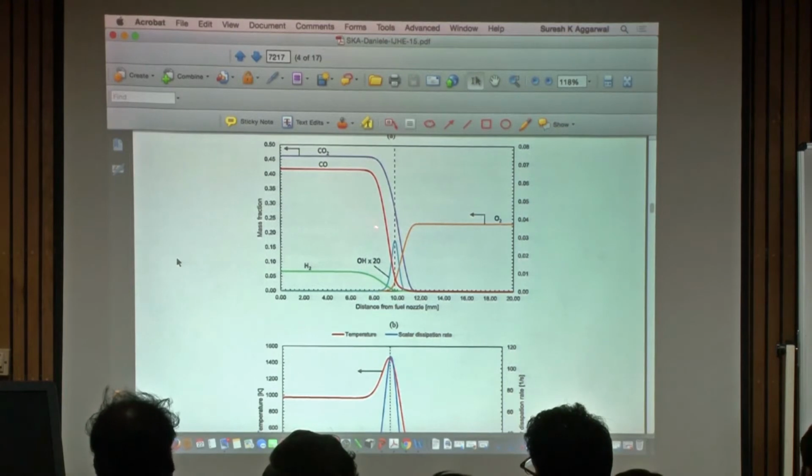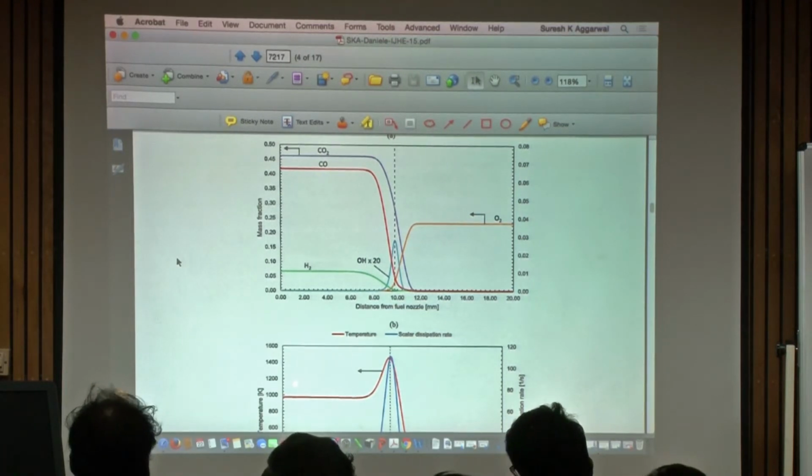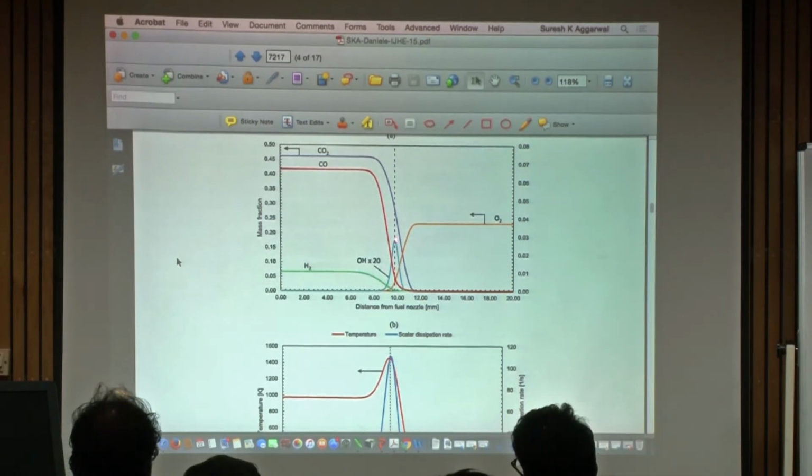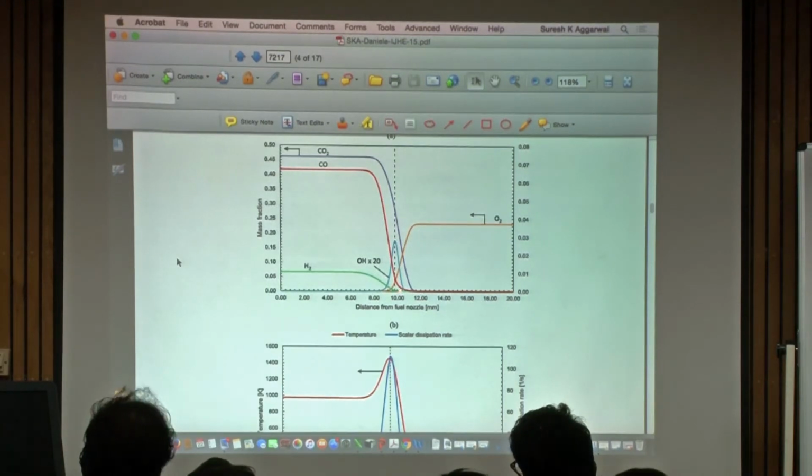So we have to increase the initial temperature of the fuel stream to have a flame. At normal room temperature, you may not get any flame. And this is the typical flame structure again: hydrogen, oxygen, and the flame reaction zone is located here.